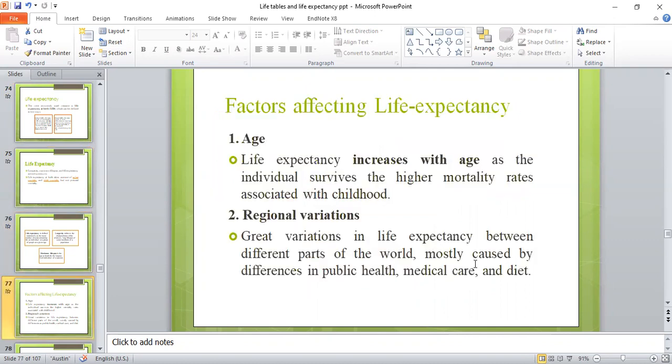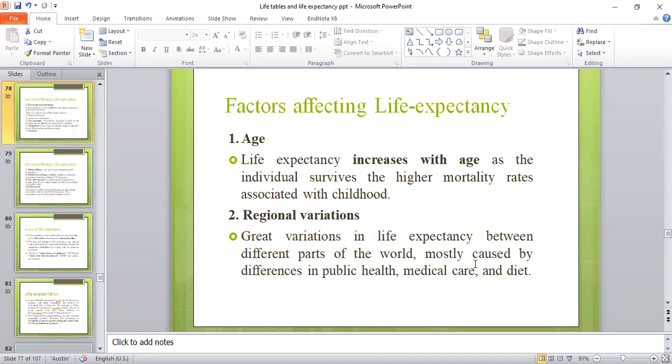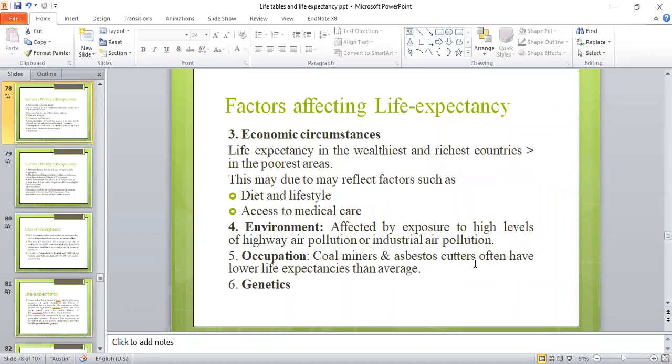There are various factors affecting life expectancy. For example, age: life expectancy increases as an individual survives the higher mortality rates associated with childhood. There is also regional variation. In developing countries there is lower life expectancy due to differences in public health, medical care, and diet. Socioeconomic factors are the most important factors affecting life expectancy. It is higher in the wealthiest countries due to diet, lifestyle, and access to healthcare. It is also affected by environment, for example, lower life expectancy due to high air pollution, industrial air pollution.